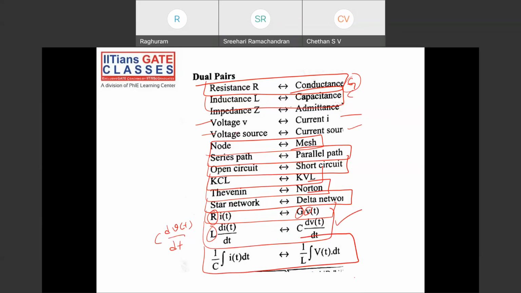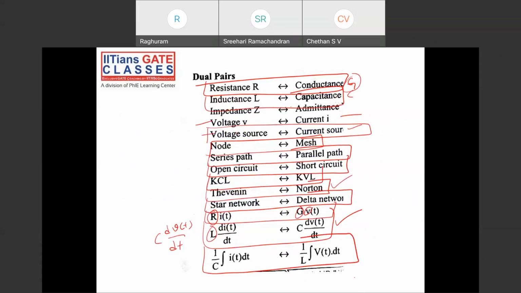Open circuit, short circuit, series, parallel, right? Star, delta. There's something like this: you can convert a practical voltage source to a current source, and so on, similar to Thevenin's and Norton's.